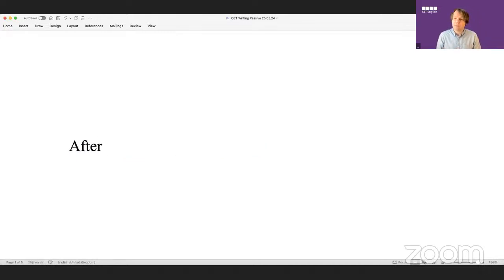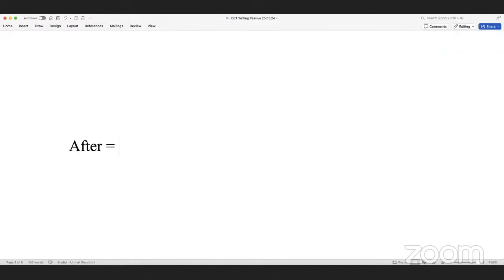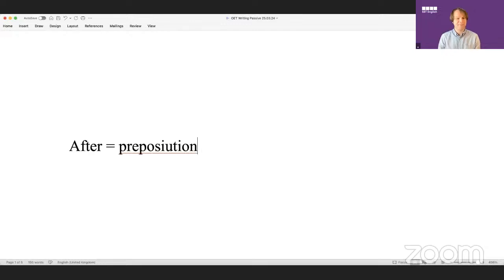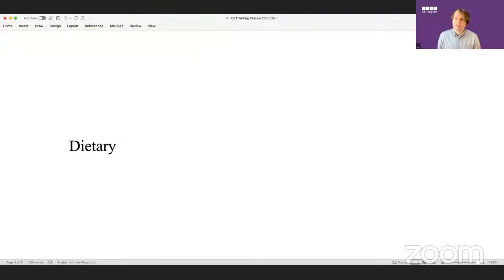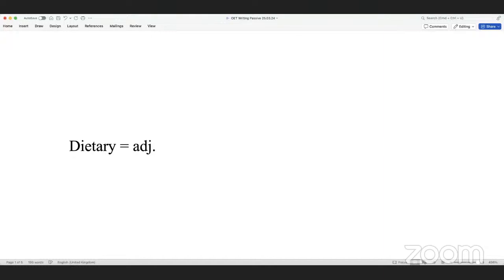Okay, after. Conjunction, pronoun? Before and after. Not a pronoun. Preposition. Before, after. It's a preposition of time. Between, before, after, next to, in, on, at. Okay, what about this? Diet. Okay, what about this? Dietary. Adjective. Okay, that's a good one. So we might say dietary regime, right? In OET, you are often, as a doctor, using dietary regime, adjective plus noun.